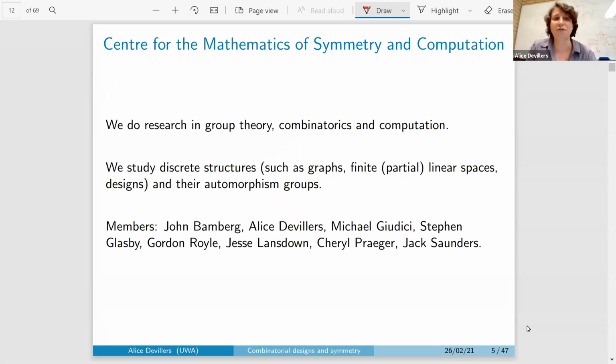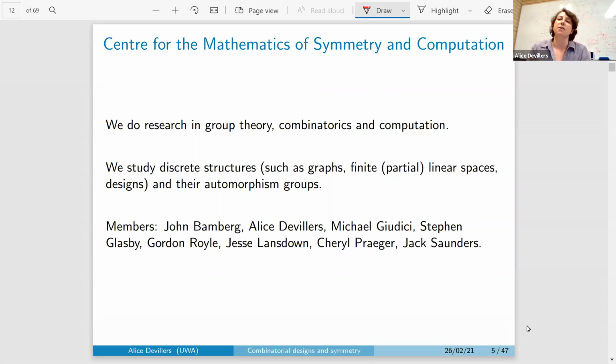So, a little bit of advertising: the Centre for Mathematics of Symmetry and Computation. That's the kind of thing we study. We do group theory, which most of the time is permutation group theory, combinatorics and computation. So we study discrete structures, such as graphs, like I showed just before, or finite geometries, finite linear spaces, and also designs, and then the automorphism groups.